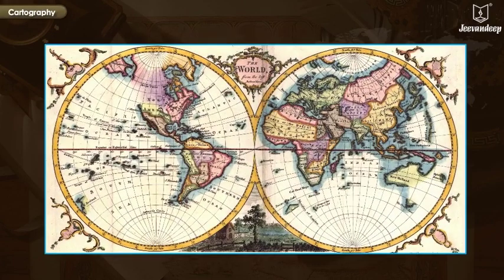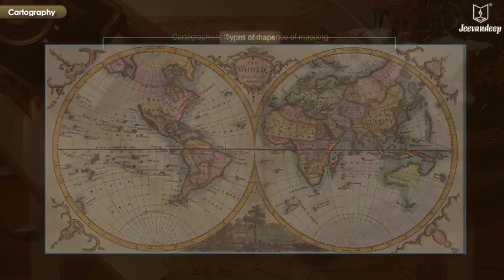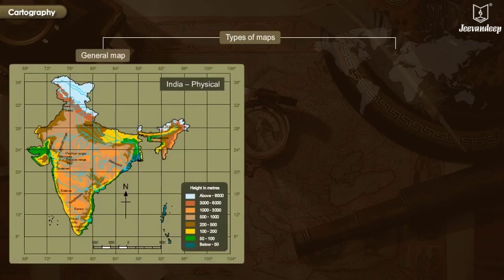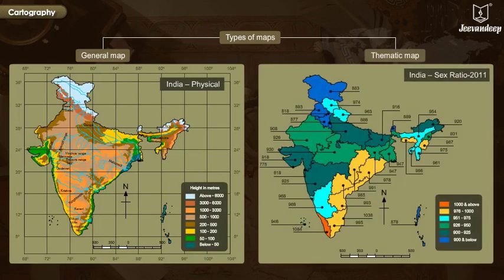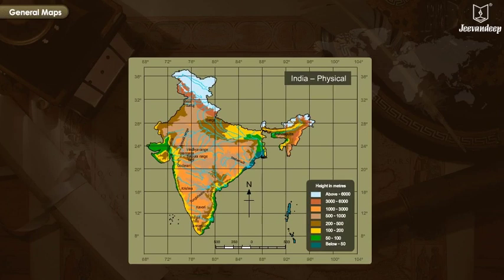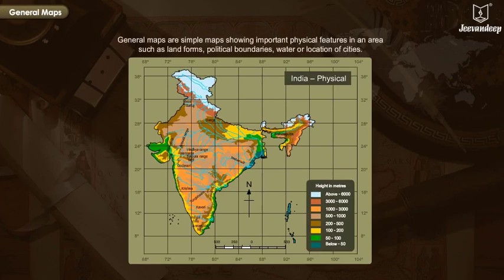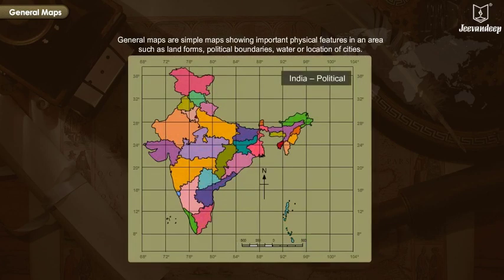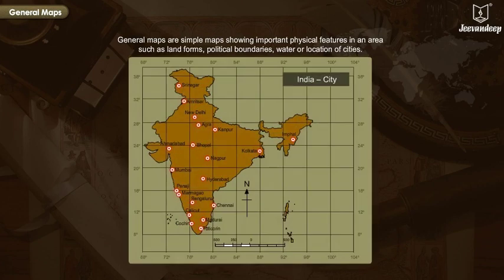Cartography. Cartography is the art and science of mapping. Maps are basically divided into 1. General and 2. Thematic maps. General maps. These maps are simple maps showing important physical features in an area such as landforms, political boundaries, water, or location of cities.